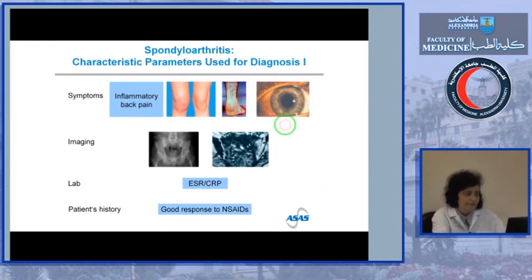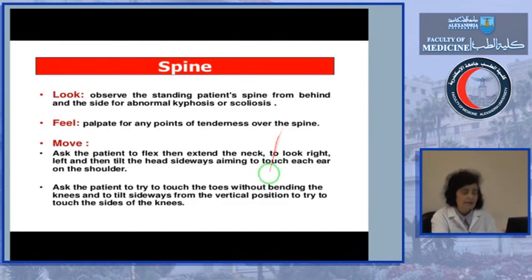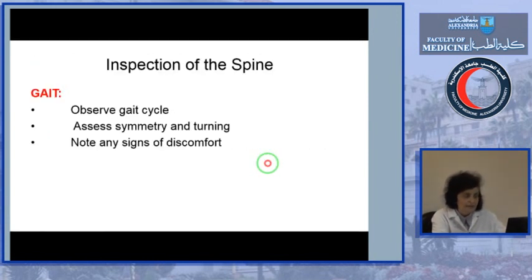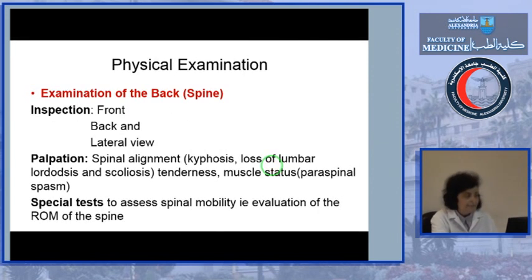Eye manifestations are very important, and this is what we did. We always inspect, we look at the patient, we observe the patient's stance, we feel for the tenderness, and then we let the patient move. So inspection of the gait is very important. We observe the cycle, the symmetry, the turning of the patient, and we note for any signs of discomfort. Also, we examine from the back, as I said. Palpation is very important. It picks up the spinal alignment, tenderness, the muscle spasm. Special tests that we did.